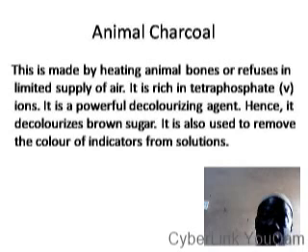charcoal. You will remember from your knowledge of bones, the chemical component of bone is calcium tetraoxophosphate 5. So when bone is heated, the chemical component of bone still remains in the animal charcoal. Therefore, animal charcoal is rich in tetraoxophosphate 5 ions.